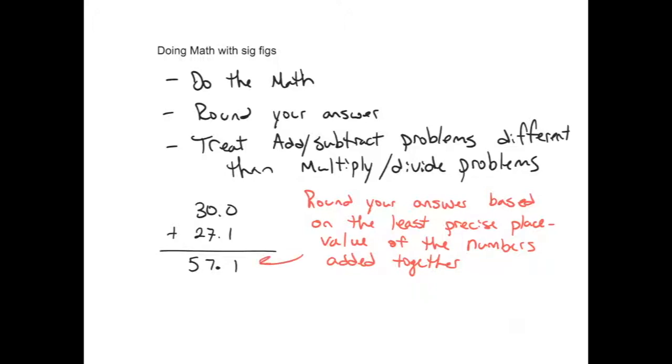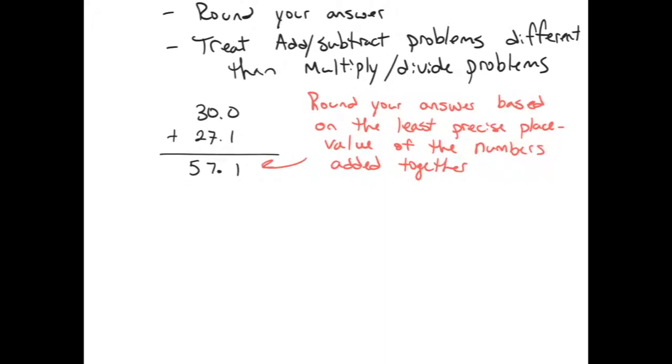But I'm going to set this one up next to a number that may need to be rounded. So I take 30.0 again and I add 1.75.